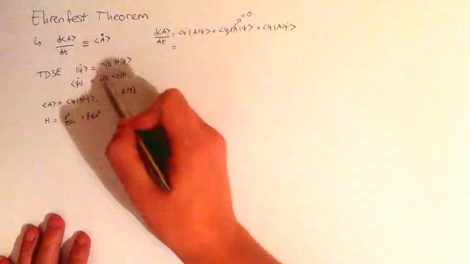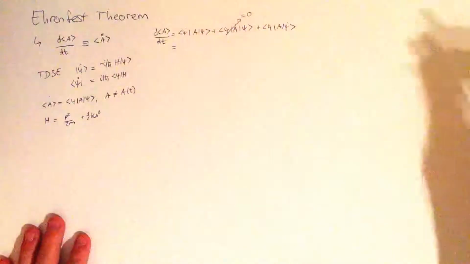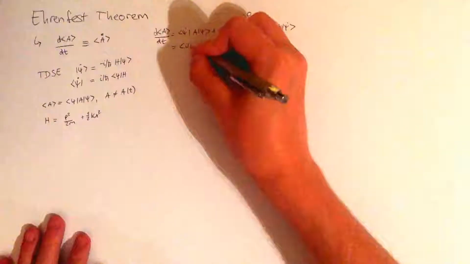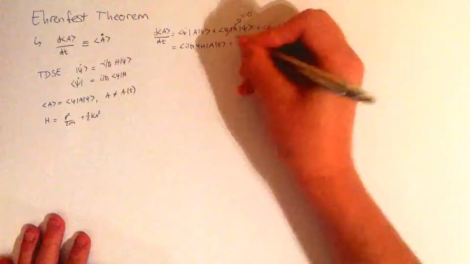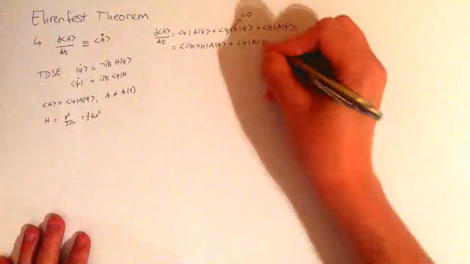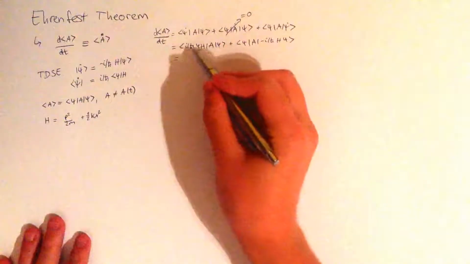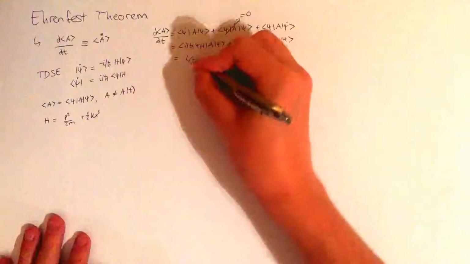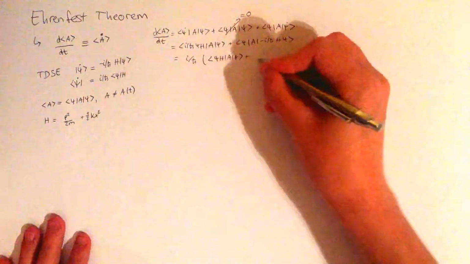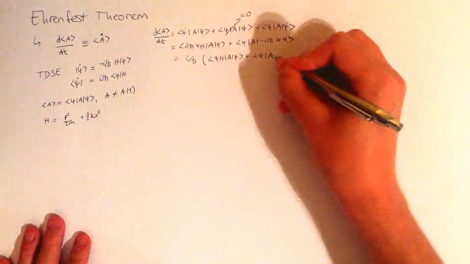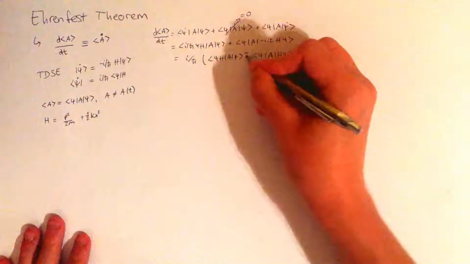For the first expression we need the Hermitian conjugate, and for the second expression we need the original time-dependent Schrödinger equation. So we get i over h bar psi H A psi plus psi A minus i over h bar H psi. Now let's take out the constant i over h bar. And this should be a minus, of course.